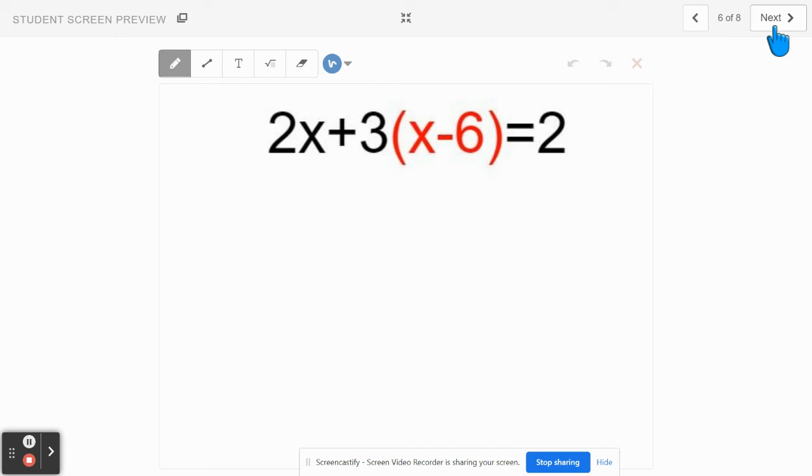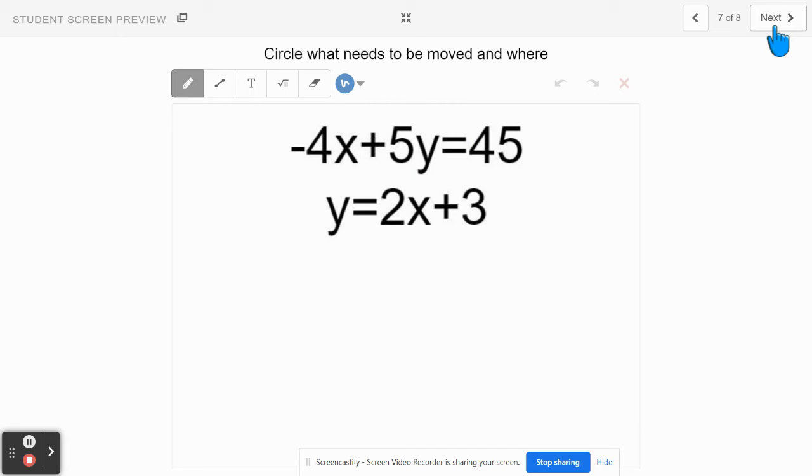Go ahead and solve this one for me. You could even have a student come up on the board and solve it if you like. Go ahead and solve this one for me. Circle what needs to get moved. This one could be a little intense. We're going to move this. Where are we going to put it? Right here. I'm going a little faster in the video because I'm running out of time here.